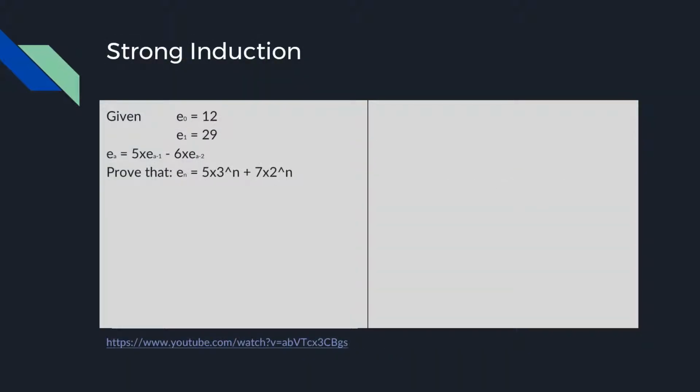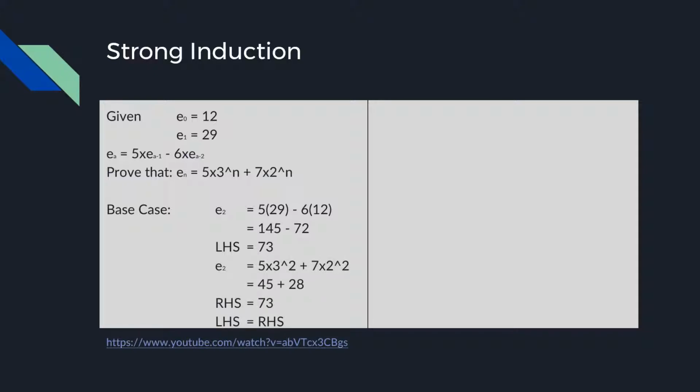Now, to note an example with strong induction, using an example that could not be solved by weak induction. We follow with the base case. E(2) is equal to 5 times 2^9 minus 6 times 1^2, which comes to 73. We then do it again. E(2) is equal to 5 times 3 squared plus 7 times 2 squared, which also comes to 73, so the base case works.